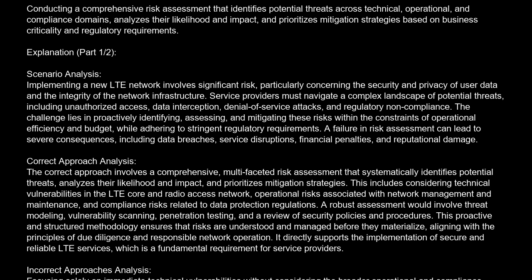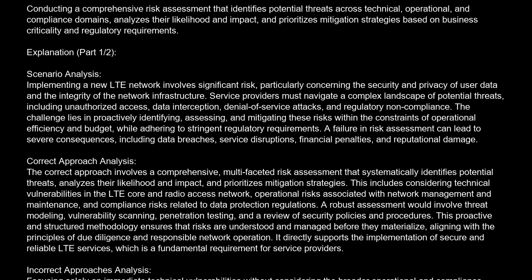Explanation. Scenario analysis. Implementing a new LTE network involves significant risk, particularly concerning the security and privacy of user data and the integrity of the network infrastructure. Service providers must navigate a complex landscape of potential threats, including unauthorized access, data interception, denial of service attacks, and regulatory noncompliance. The challenge lies in proactively identifying, assessing, and mitigating these risks within the constraints of operational efficiency and budget, while adhering to stringent regulatory requirements. A failure in risk assessment can lead to severe consequences, including data breaches, service disruptions, financial penalties, and reputational damage.